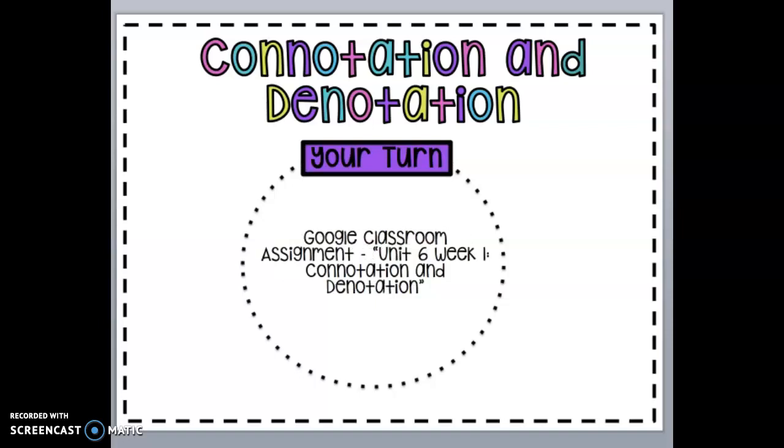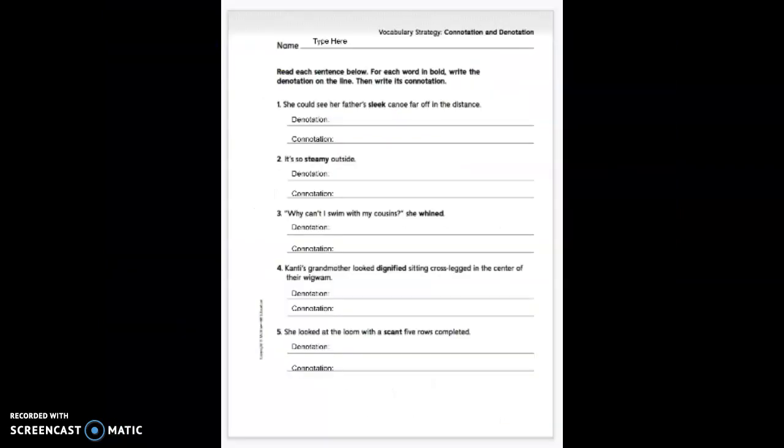And remember, your assignment's called Unit 6, Week 1, Connotation and Denotation. All right, so here is your assignment. Don't forget, as always, click in each text box, type in your name. Remember, you want to get rid of "type here." We don't want to see the "type here" when we go to look at your work. We just want to see your name. And make sure you read directions. It says read each sentence below for each word in bold. Write the denotation on the line, then write the connotation.